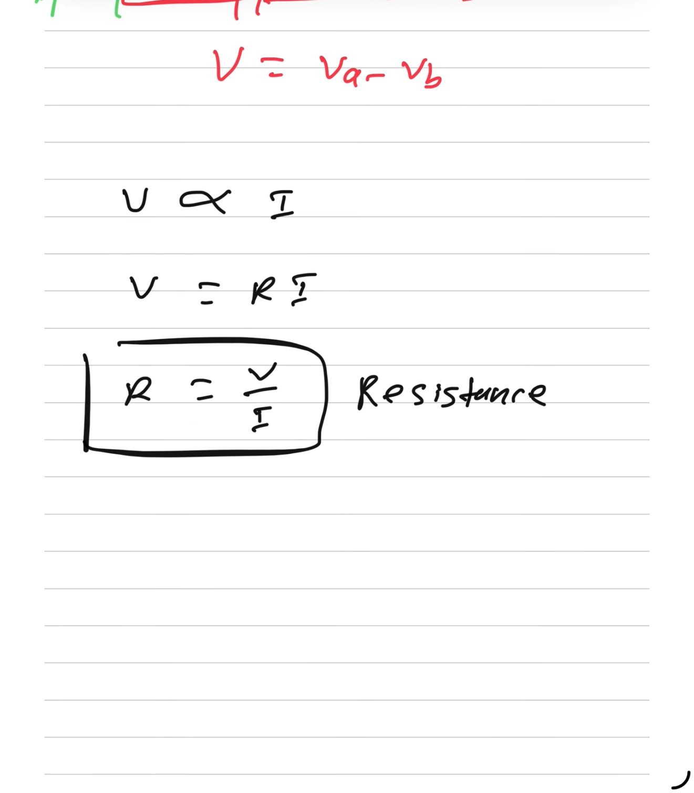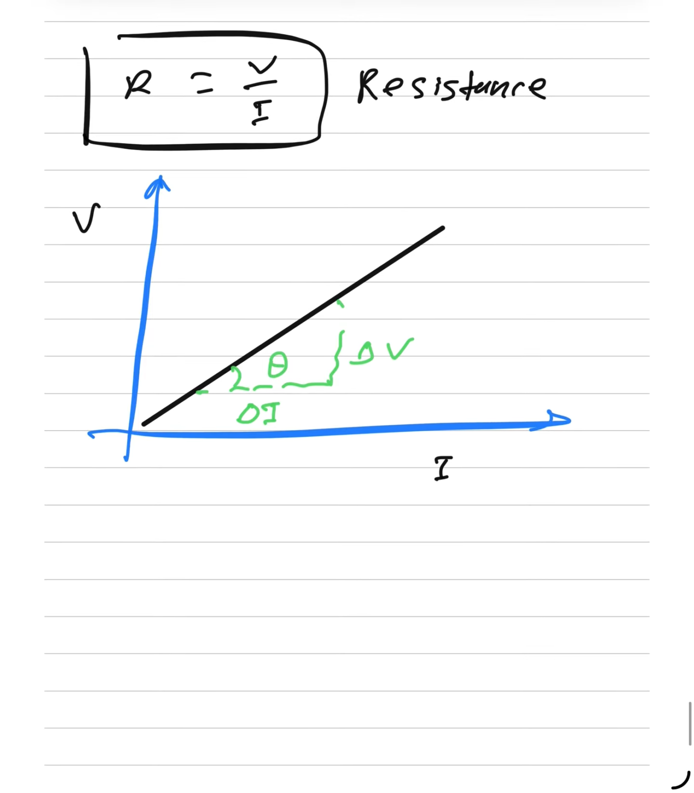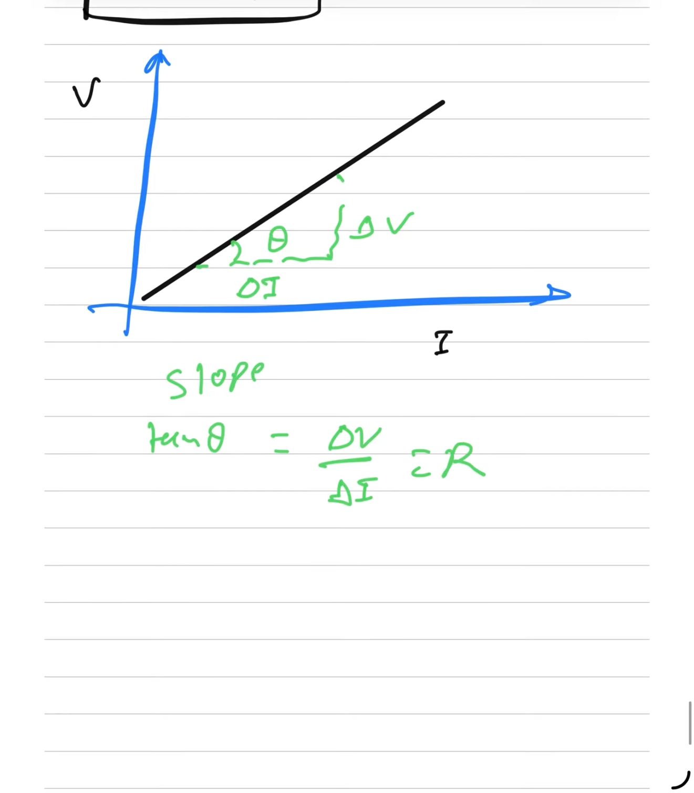And if resistance remains constant, then the graph between potential difference and current is a straight line, like this, and this value remains constant each time. This is the angle theta, this is delta I, and this is delta V. Tan theta means slope. Tan theta equals delta V divided by delta I, which equals R, meaning resistance equals the slope.